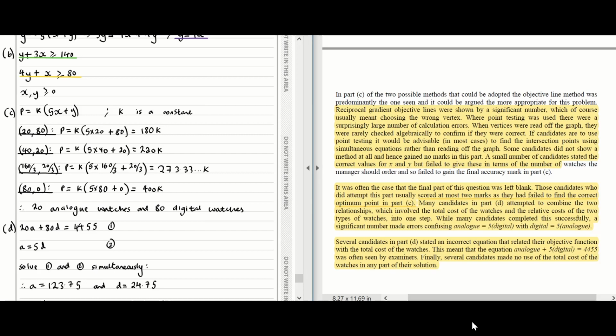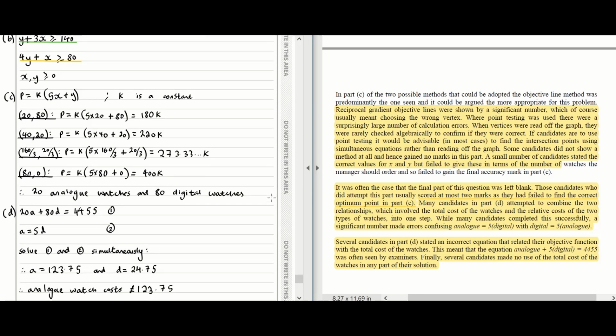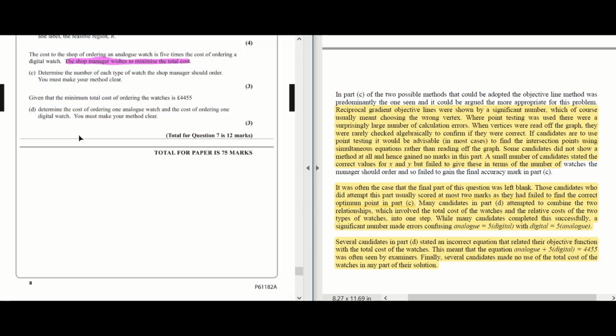If candidates are to use point testing, it would be advisable in most cases to find the intersection points using simultaneous equations rather than reading off the graph. Some candidates did not show a method at all, and hence gain no marks in this part. A small number of candidates stated the correct values for X and Y, but failed to give these in terms of number of watches the manager should order, and so failed to gain the final accuracy mark in part C. So in terms of part C, where we had to determine the number of each type of watch the manager should order, it was often the case that this part of the question was left blank. Those candidates who did attempt this part usually scored at most 2 marks, as they had failed to find the correct optimum point in part C.